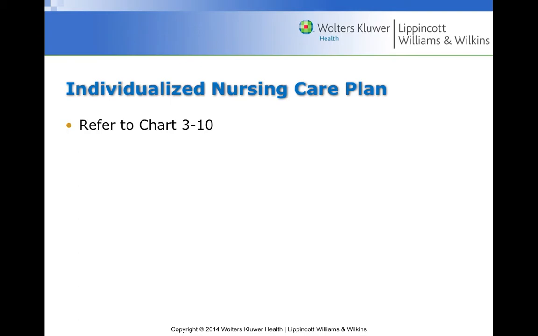And then lastly, I do want you to refer to chart 3-10 in your text on page 40, which goes over the plan of nursing care. And it just goes over an example of a nursing care plan with a patient who has acute cholecystitis. And with that, that will conclude chapter 3, and we will go straight into chapter 4.